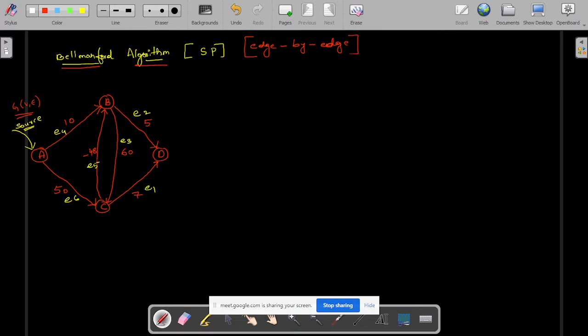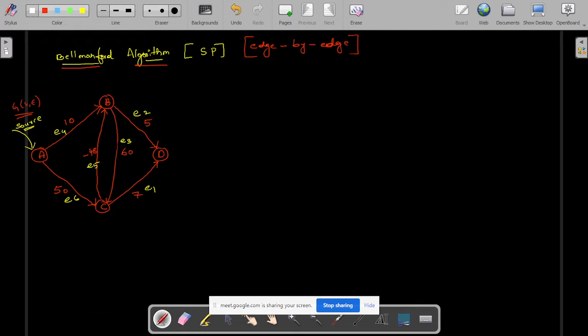Okay, sir, why not Dijkstra's? Dijkstra's, because it may give the right answer also, it may give the wrong answer also. But Bellman-Ford is a good algorithm for negative edge weights. Sorry, Bellman-Ford is for negative edges, but Dijkstra's algorithm is only for positive weights. This much you have to be very clear with.